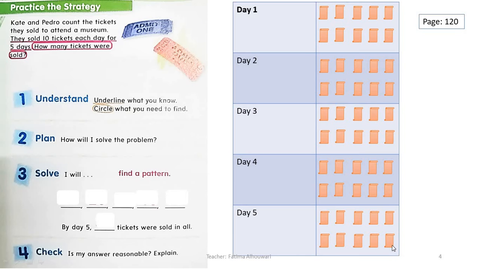Excellent, grade 2. It's very easy, right? So they sold 50 tickets. By day 5, 50 tickets were sold in all. Please, grade 2, be sure to write these numbers in your book.